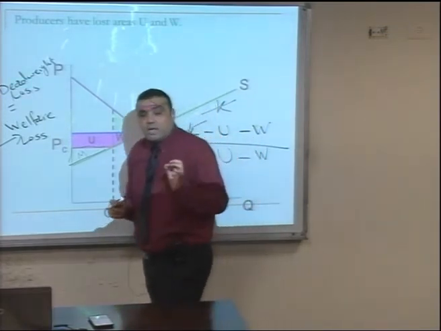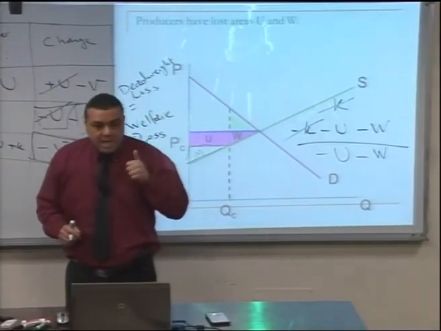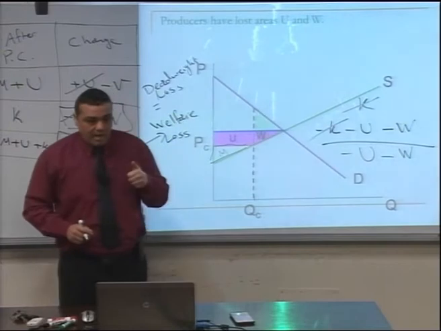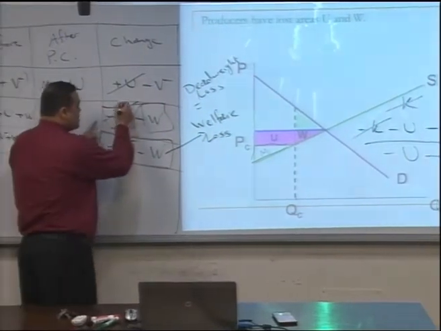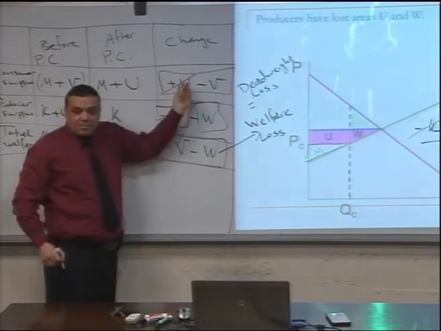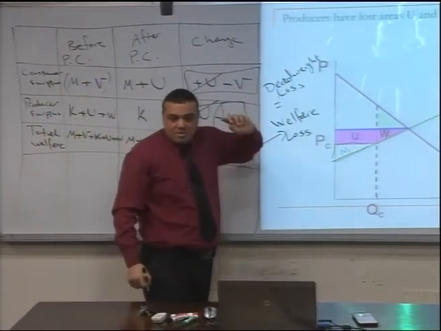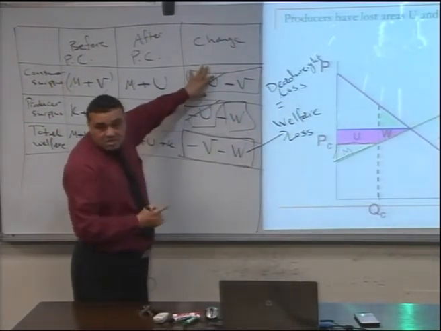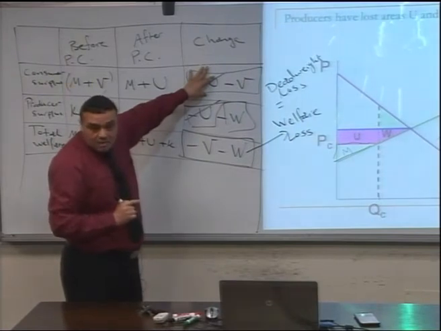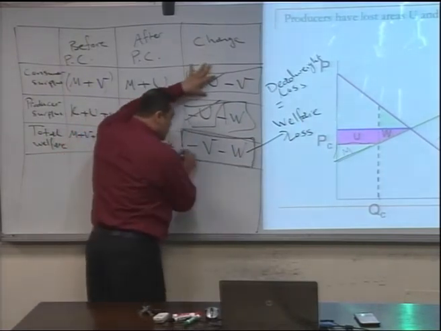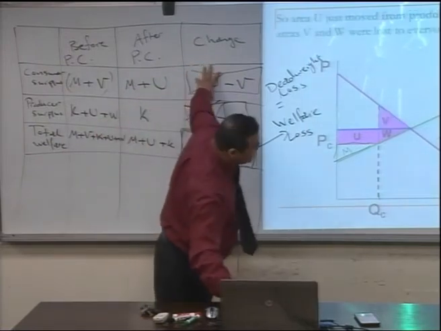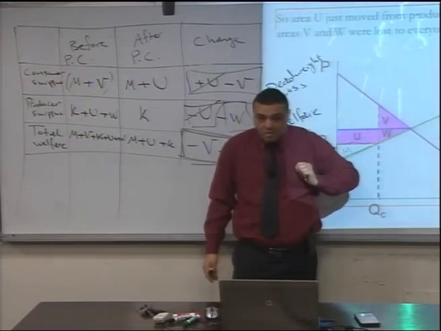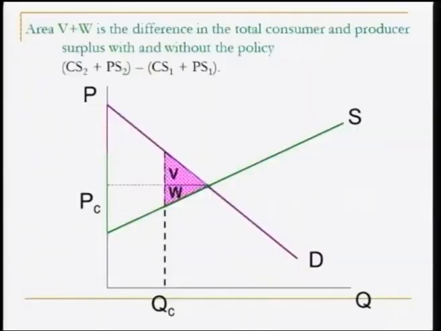Okay? So due to this policy, we can say that the producer definitely has a loss, and for the consumer there is a positive impact, because here U is bigger than V. Sometimes U is less than V, so he will be harmed as well. Okay? The final conclusion here is the dead weight loss. This means that the economy lost V and W. Okay? Let's go to something else.